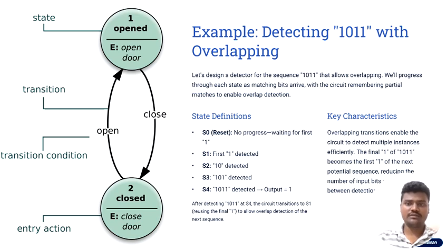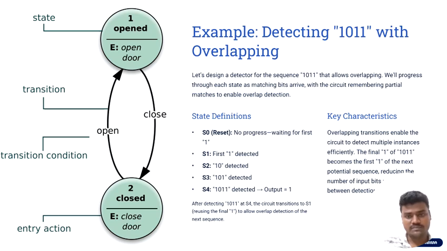Then, detecting 101 with overlapping. Let's design a detector for the sequence 1011 that allows overlapping. We process through each state as matching bits arrive, with the circuit retaining partial matches to allow overlap detection. State definition: each state has a transition, connection and entry action.